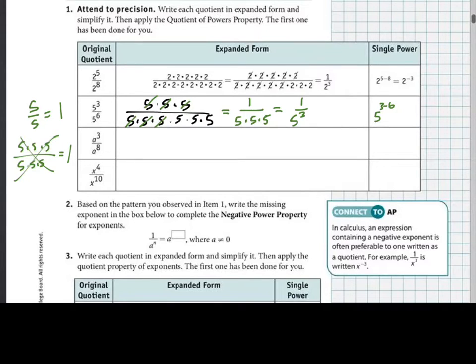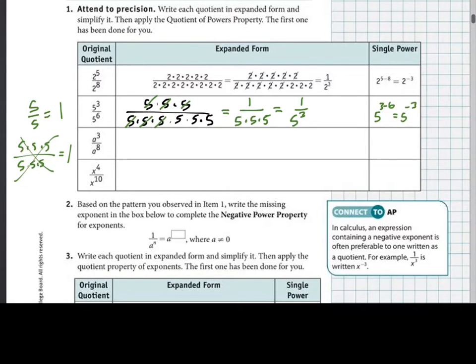Wait, where did you get that 6? The 3 and the 6, they came from here. 3 minus 6. No, I'm skipping this part right here, and I'm using my shortcut. So what do you get? What is this equal? -3. 5 to the negative 3.